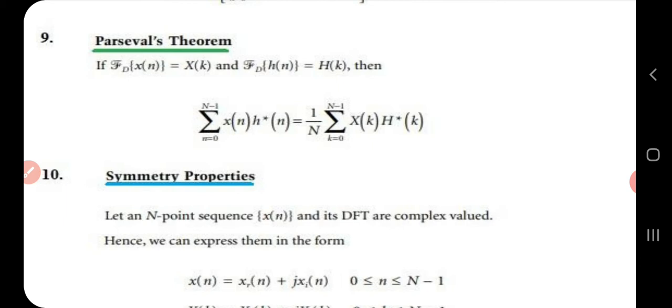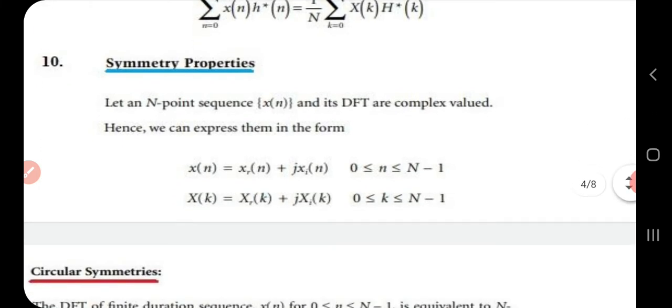What is h? It is actually the impulse response of the system, or the frequency response of the system. So remember, here small letter x of n is actually the discrete time sequence, whereas capital X of k is actually the DFT of x of n. Okay, now H actually stands for the frequency response of the system.